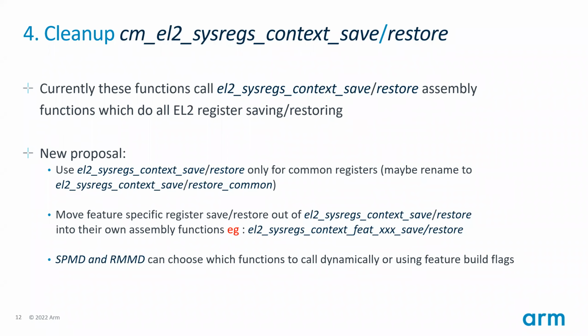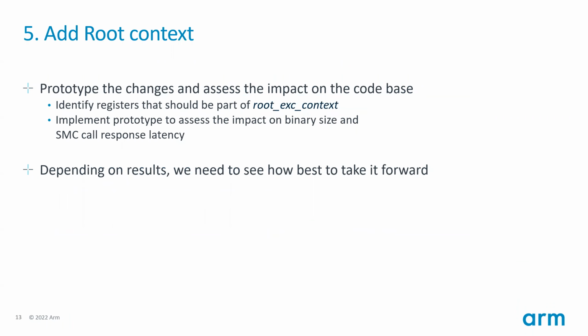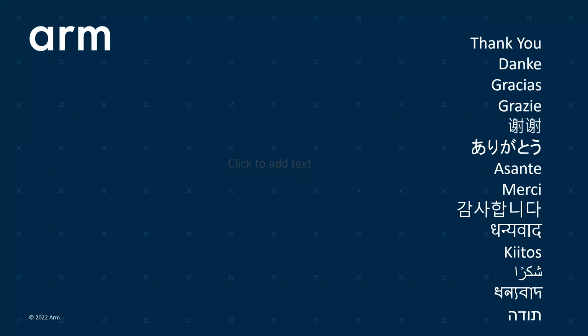Yeah, so this is the first change. The last change, like Soby mentioned, we plan on prototyping the root context that Soby mentioned earlier. So I guess we still have to identify which registers should be part of this root exe context, and we also need to evaluate the impact on binary size and SMC response latency. And yeah, depending on the result, we will take it forward. Yeah, so I guess that's it. So if you have any questions, any comments?